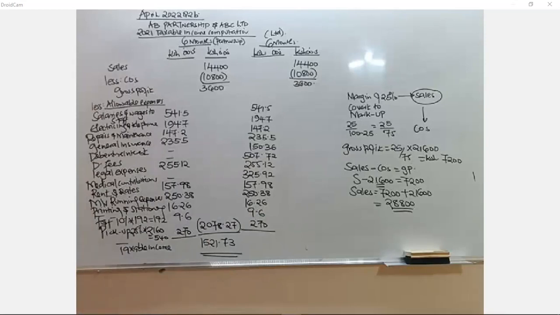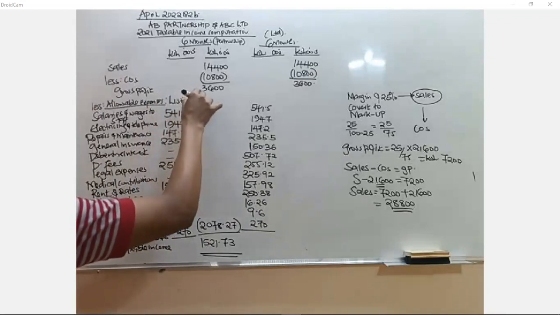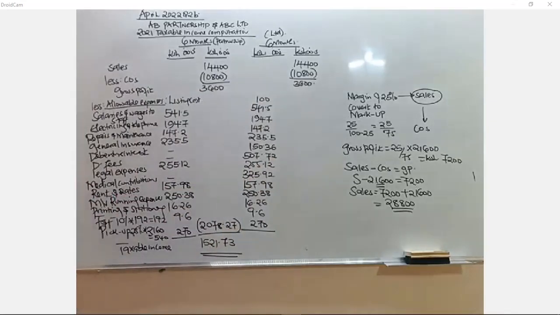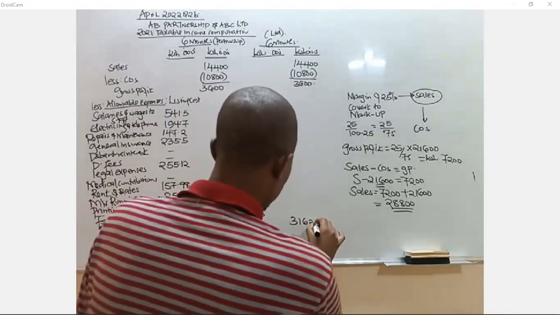In note number 7, we have been told the partnership was converted into a limited liability company, ABC Limited, on 1st July 2021, with the partners becoming the new directors of the company. The new firm was listed on the Securities Exchange, but not for the purpose of raising additional capital. The cost of listing is an allowable expense. So here we say listing cost. It is affecting the limited liability company only. So the total that we are supposed to be getting here should be 3162.24.